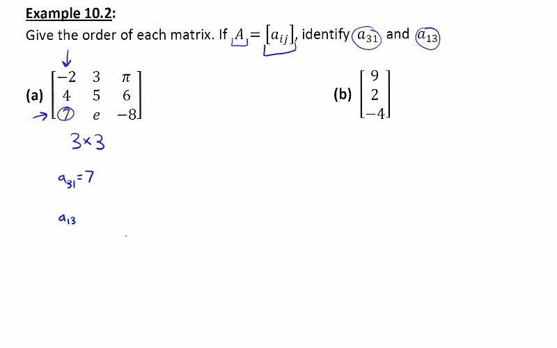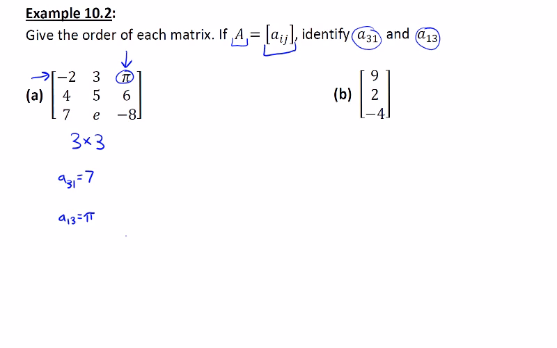And we'll do the same thing for A13. So for A13, we're going to stay in the 1st row, but then we're going to go to the 3rd column, and there's an element there represented by the irrational real number pi. And that's all we're asked to do here. So let's move on to part B.